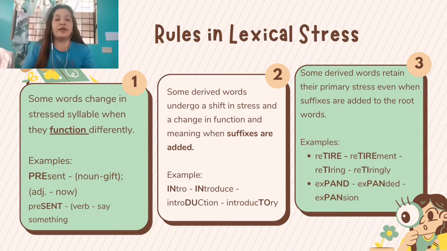Some derived words retain their primary stress even when suffixes are added to the root words. Examples of this are retire, retirement, retiring, and retiringly. The second example is expand: expanded, its past tense, expandable, and expansion.